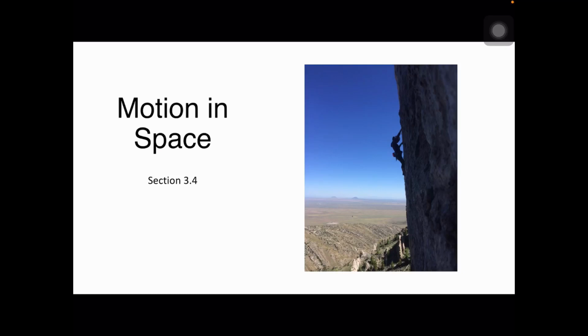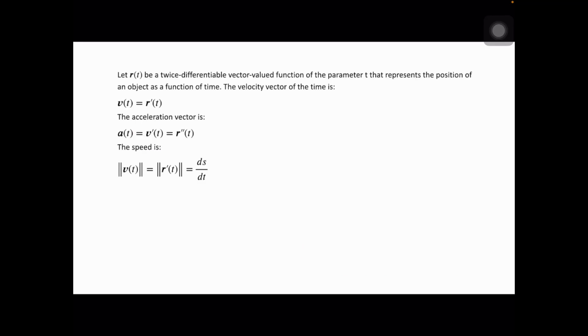In this section, we're going to talk about how vector-valued functions can be used to describe motion in space. So first, some definitions. If our vector-valued function r of t gives the position of an object, where that parameter t is time, then the velocity vector of the object is v of t equals r prime of t.